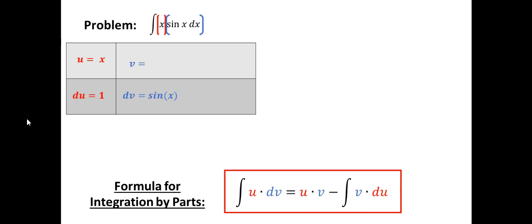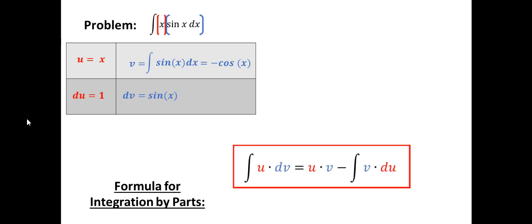So you can tell we're on the right track because our du got simpler. When we differentiated, du got simpler. That's what you want to see. And another thing that you want to see is that when you integrate dv, as we're doing here, the integral of sine of x, it didn't get any more complicated, really. I mean, maybe you could say a negative sign is a little more complicated, but cosine of x isn't more complicated than sine of x. So if you see a du that's getting simpler and a v that's not getting any harder, then you know you're on the right track.